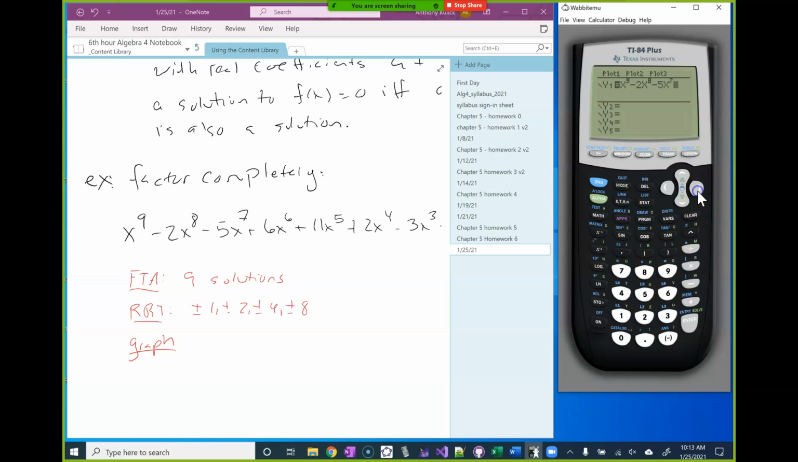So I'm just going to go ahead and type this into my calculator and look at the picture. So the steps really haven't changed much so far, right? I haven't done anything new.